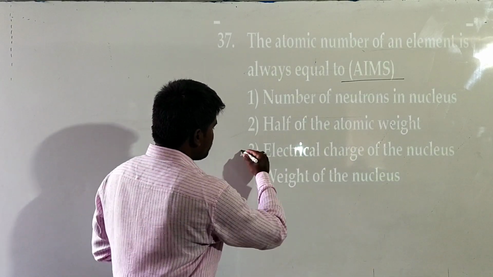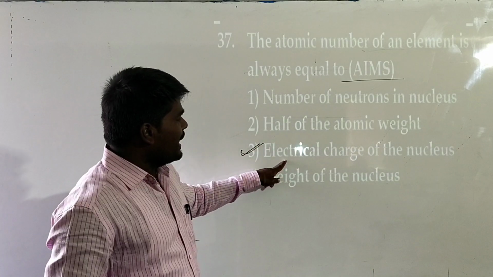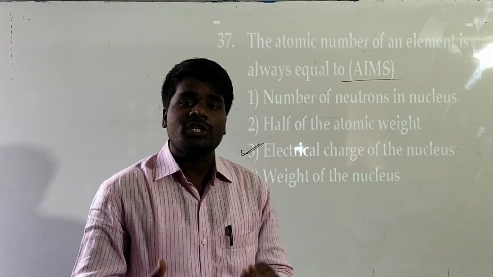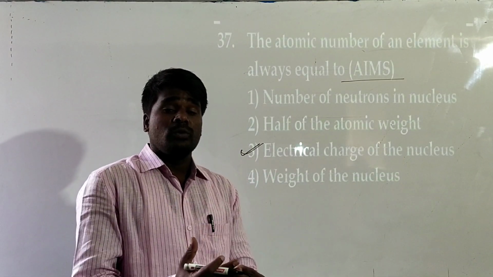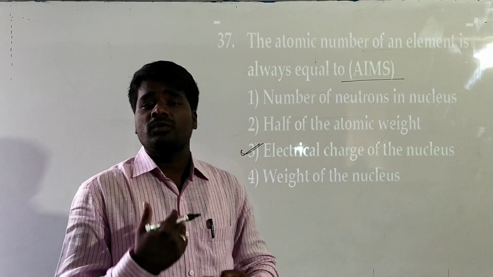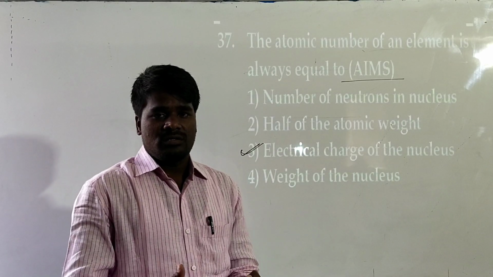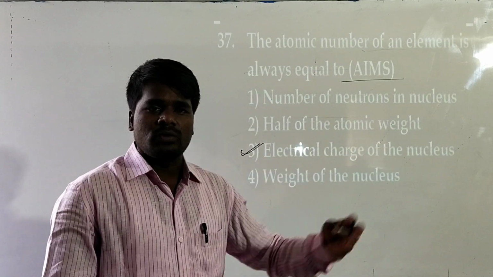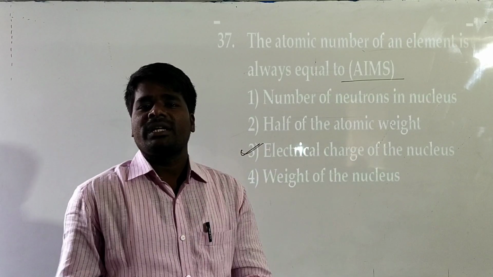Here comes our right option. What is the right option here? Electrical charge of the nucleus. What is meant by the electrical charge of the nucleus? The charge of the nucleus. How does the charge of the nucleus come? With the protons. Nothing but the number of protons in the nucleus is considered as the charge of the nucleus. So this will be equal to the atomic number.